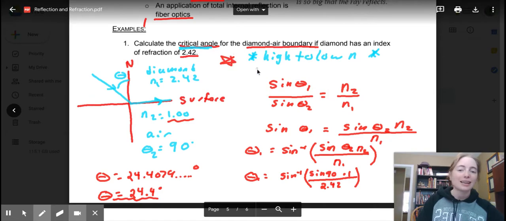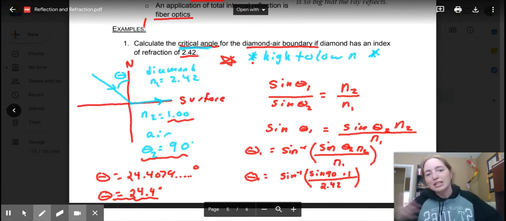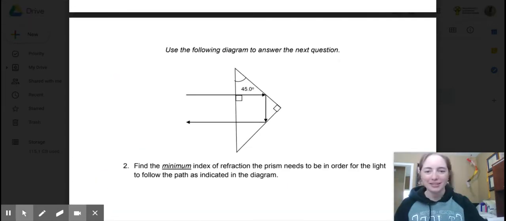With critical angle scenarios, those are the couple things to watch out for: you have to set it up from a high to low N scenario, and your theta 2 is going to be 90. Those are the things you would have to memorize if we had exams or a diploma. So if you see them again, you need to know those. All right, let's look at number 2.